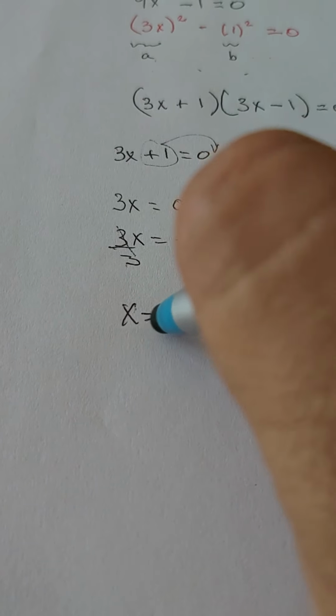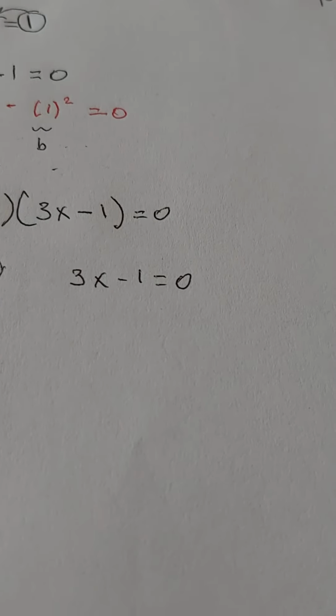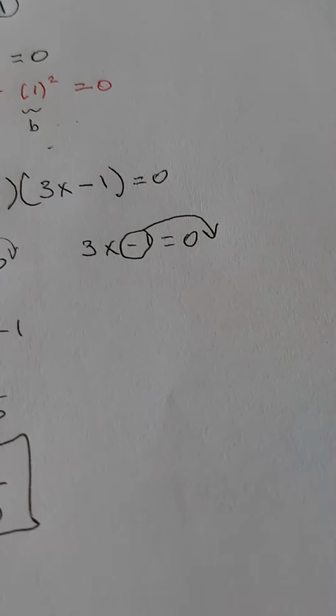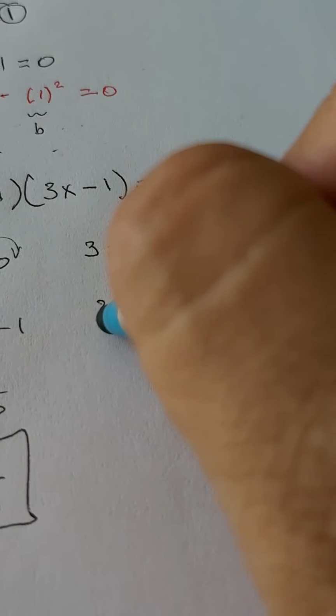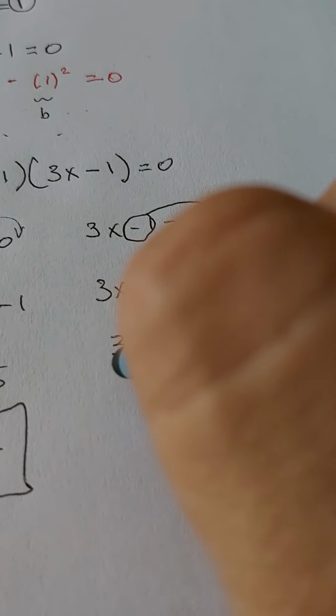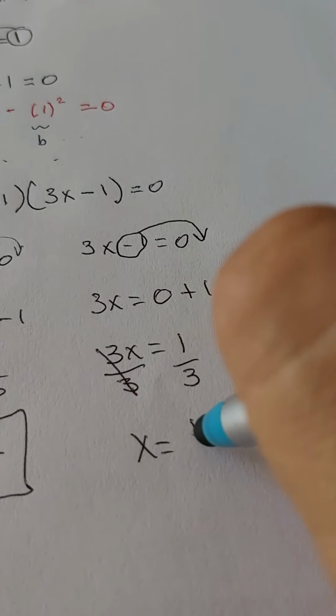And we get that x equals negative 1/3. Now the other part, 3x minus 1 equals 0. Pass negative 1 to the other side. And we get 3x equals 0 plus 1. 0 plus 1 is 1. Divided by 3, x equals 1/3.